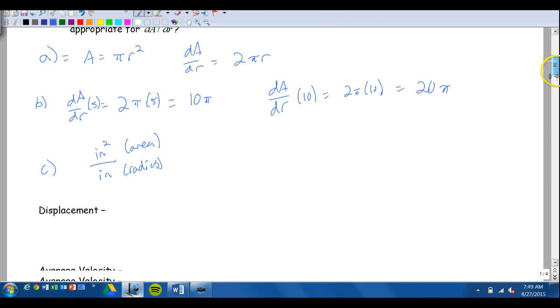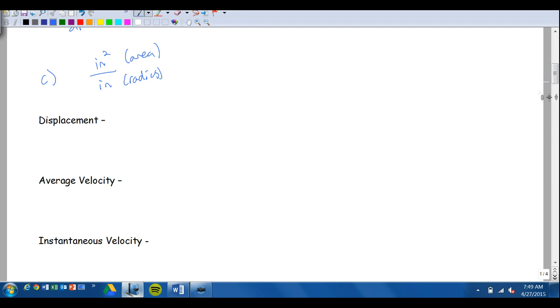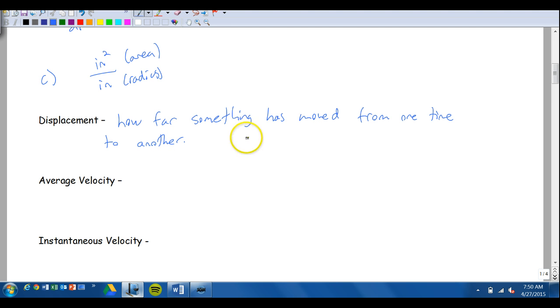Alright, what displacement is. This one gets people. Displacement is not where you are, it's how you have moved. So how far something has moved from one time to another. We would usually say it's the change in position. So change in s, we're going to use s as position.